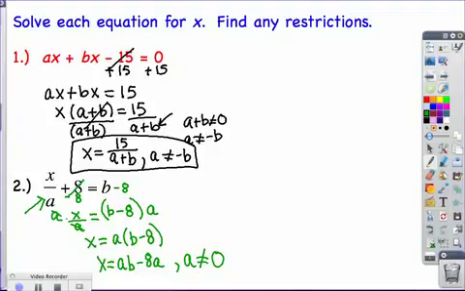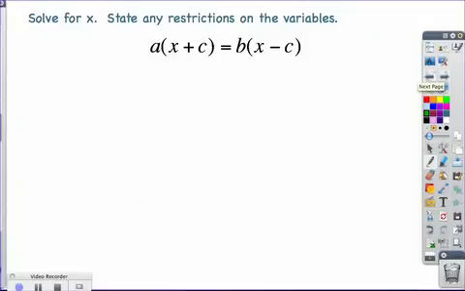Use the reverse distributive property, or factoring, to factor out an x. And divide both sides by the quantity of a minus b. So x equals negative bc minus ac over a minus b. Going through the problem, the only time we had a denominator was a minus b, which means that a minus b cannot equal 0, or that a cannot equal b.